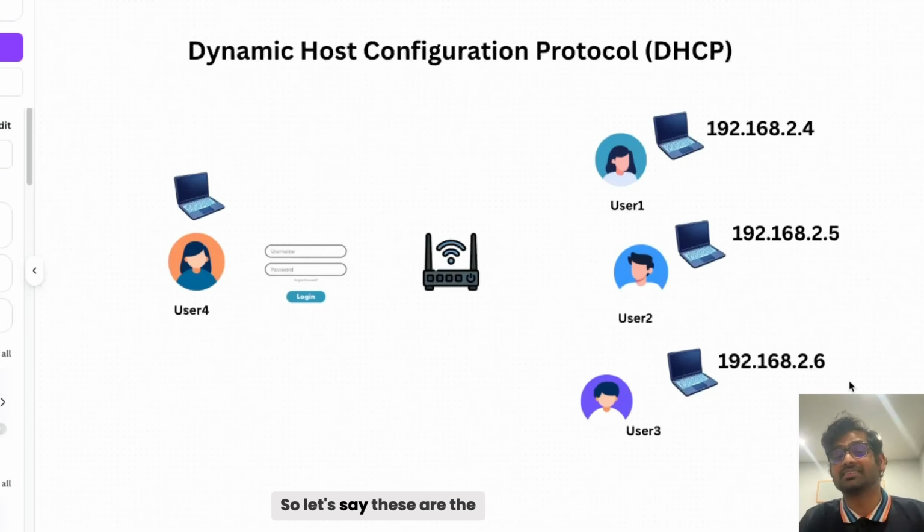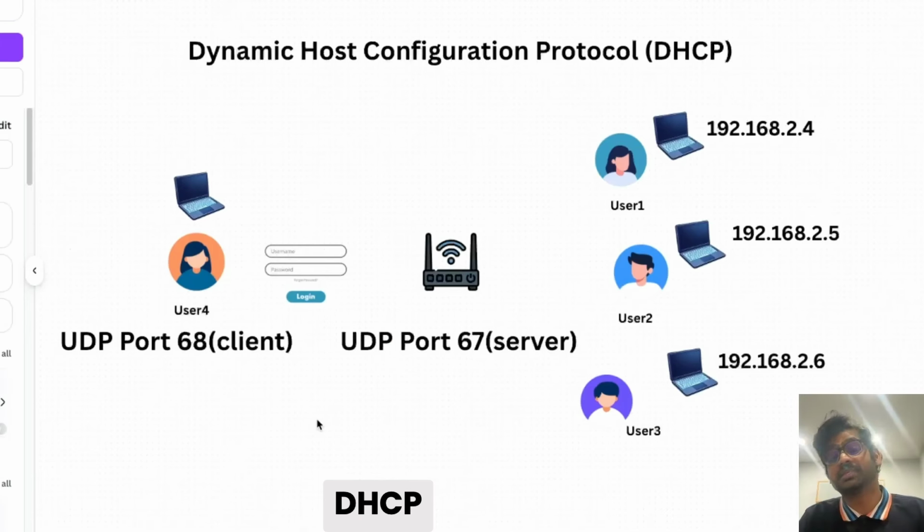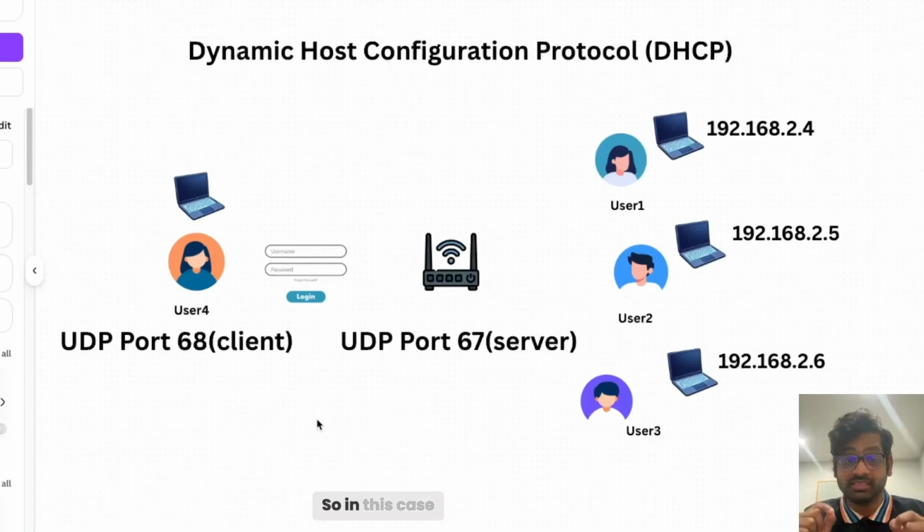Let's say these are the three different IP addresses for those three users. These IP addresses are already in use and cannot be assigned again. So whenever user 4 sends a broadcast, these IP addresses will not be assigned to user 4; another IP address will be assigned instead. The DHCP Discover message is sent from UDP port 68 to UDP port 67. In this case, the Wi-Fi router acts as the DHCP server.